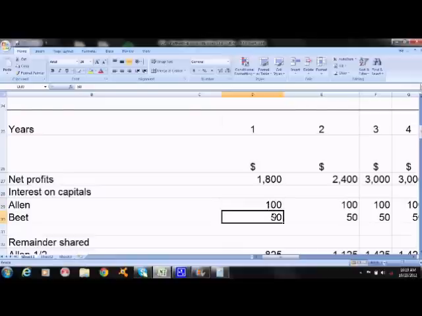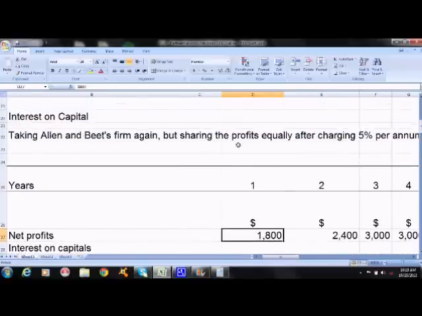This interest on capital now is deducted, the 150. You're gonna add 150 plus 1,000. 150 will be deducted from 1,800, and the remainder will be shared equally. Why are we going to share equally? Because it says Allen and Beat are sharing profits equally after charging 5% per annum.